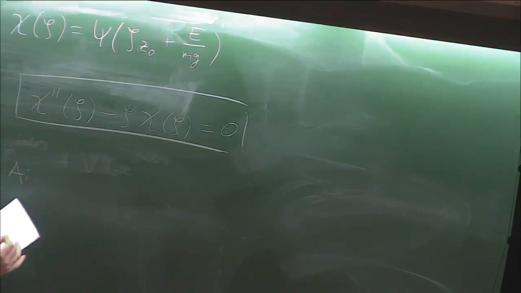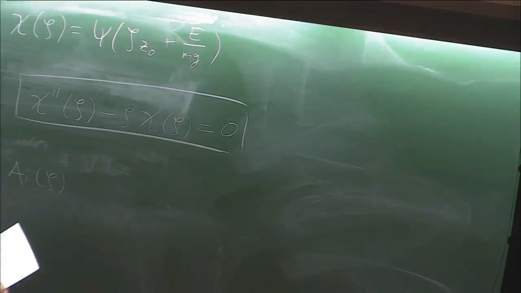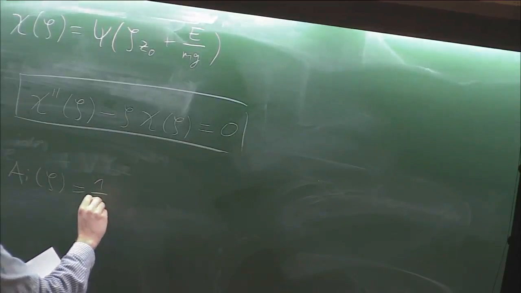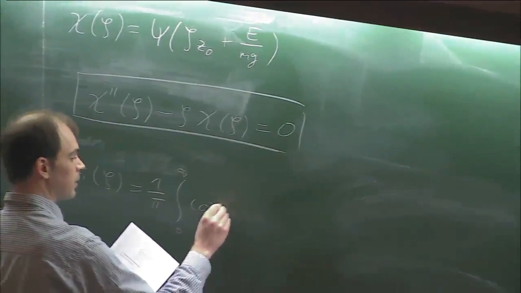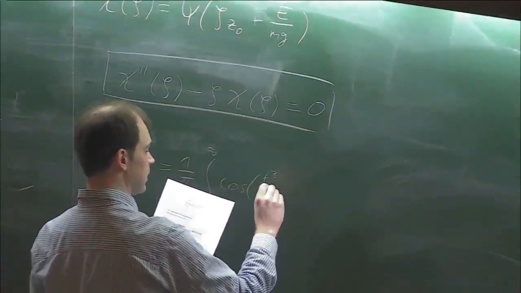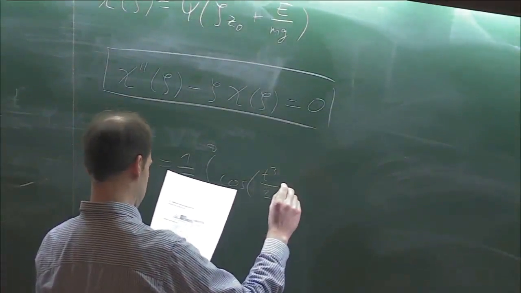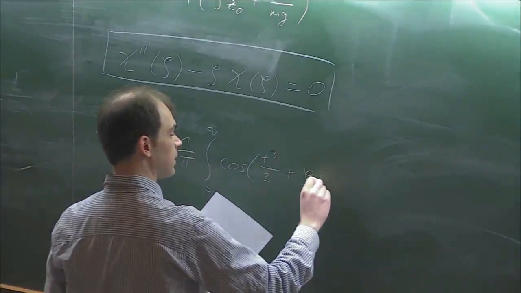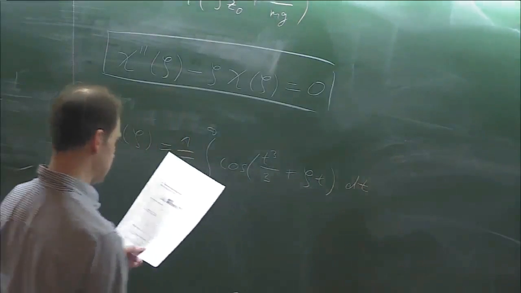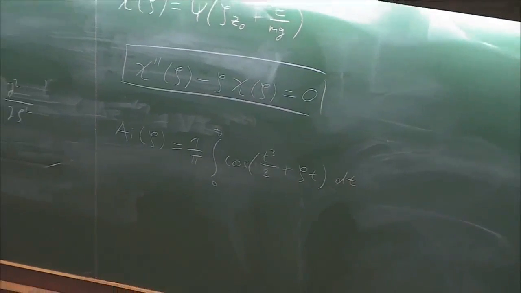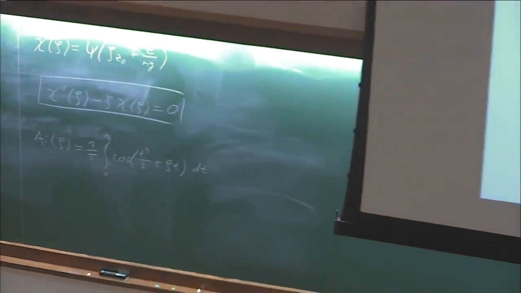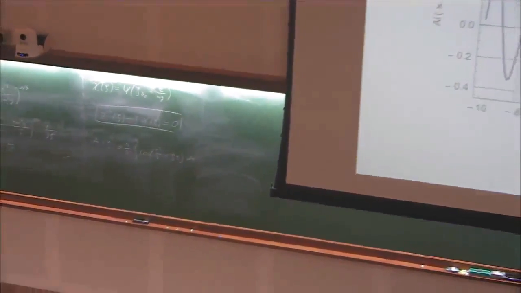The Airy function of theta is defined as 1 divided by pi, integral from 0 to infinity, of cosine of t to the third over 3 plus theta t, dt. Those are the solutions of this equation. You can see them plotted here already, so that's what the Airy function actually looks like, in case you haven't seen it before.